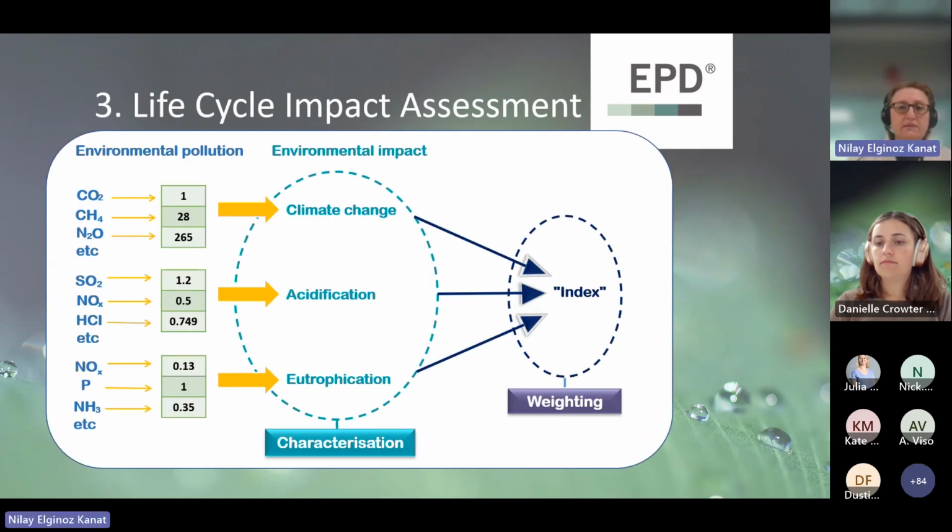Here, there's a picture so that we can understand better how this part works. So the first part is the classification, and then there will be, of course, much more emissions than this. Here we only have a few of them. And then we have these impact categories, and then if you do the weighting, you will have your eco points or similar index.